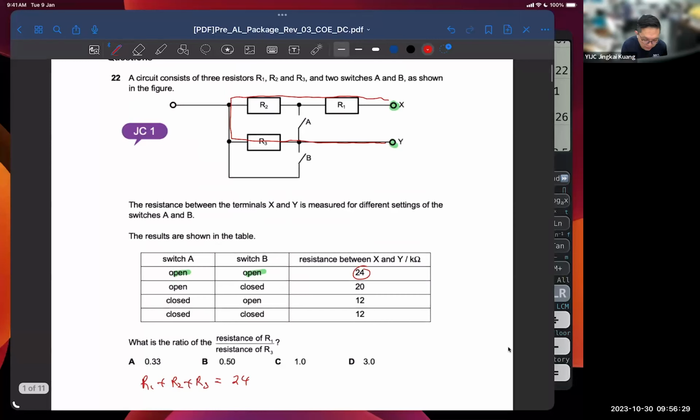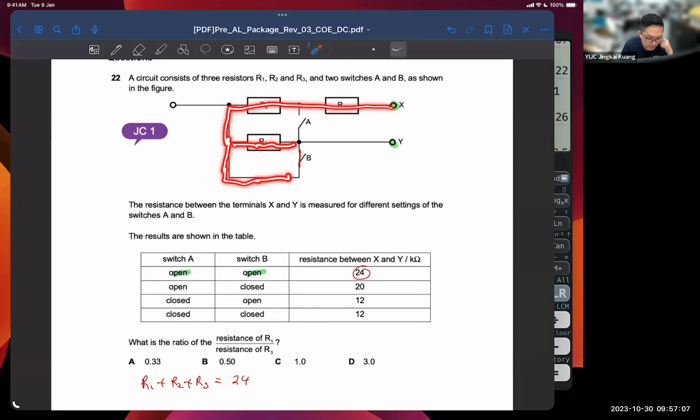Second one, let me erase this line. A is open, B is closed. Let's close B. Let's see what paths you can take right now. So again, we trace. You can go from here, but you cannot come down here because this is open. So it goes like this, then comes to here. At this point, it has two possible paths. You can either go down or come up. So these are the two possible paths here.